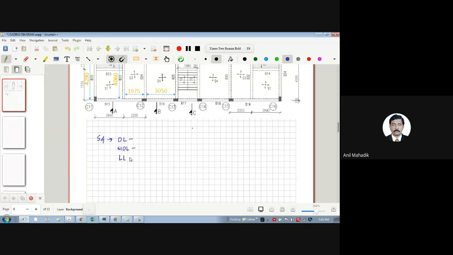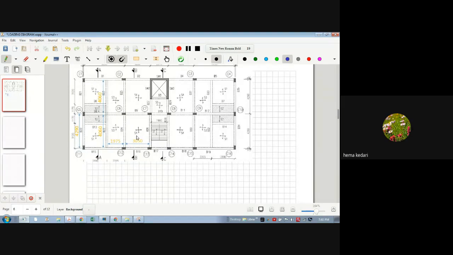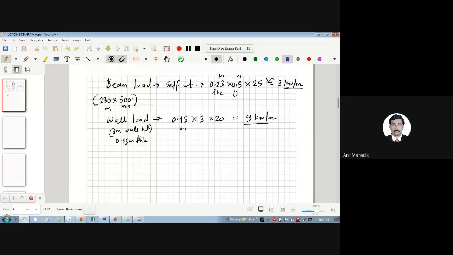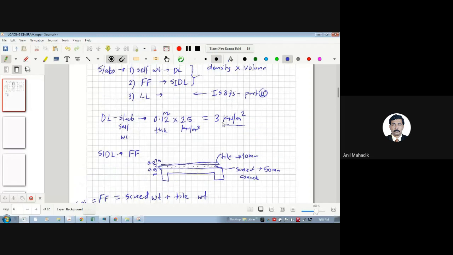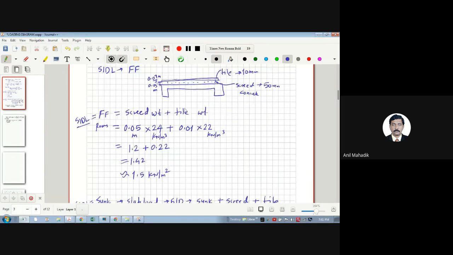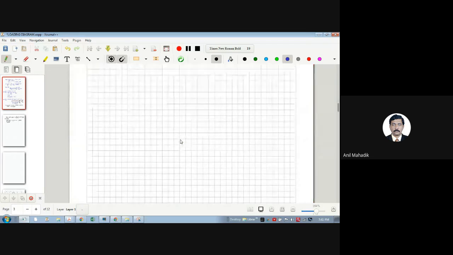So how much was our dead load? Let's go back. 3 kilo. It was 3, right? So you can see here the dead load of the slab is 3 kilonewton. So this is one case. Then we have got the SIDL, which is nothing but 1.5. So this is the second load. Yes, sir, 1.5 is the SIDL, and then we have a live load which is 2 kilonewton per square meter.